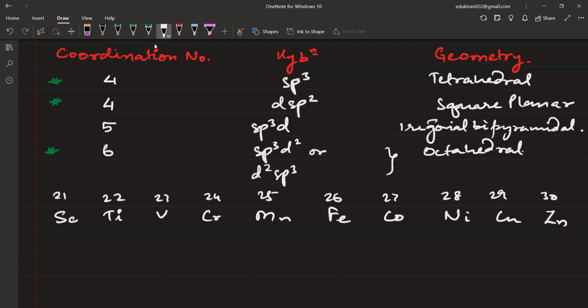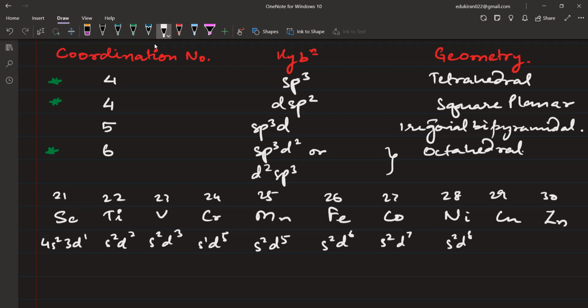Now, you'll also write the outermost electronic configuration for these. All of them have argon, that means 18 electrons, and then they have 4s2 3d1. I'm just writing the s and d configuration. So this will be 4s2 3d2, 4s2 3d3, then 4s1 3d5 because of the exception of chromium, then 4s2 3d5, 4s2 3d6, 4s2 3d7, 4s2 3d8.